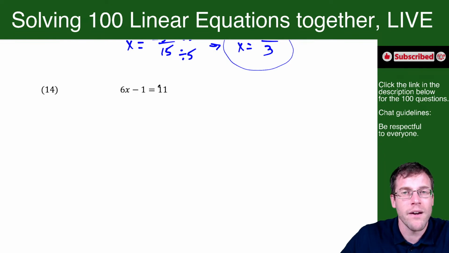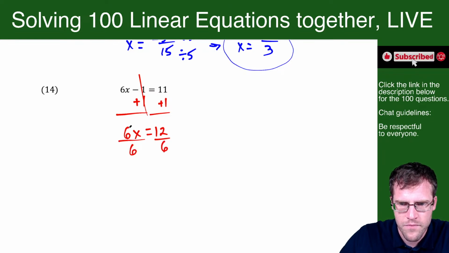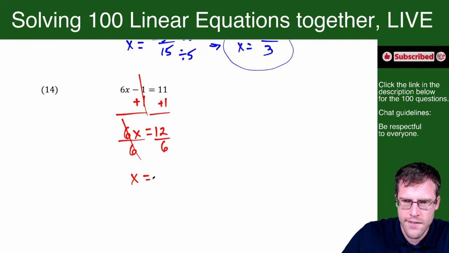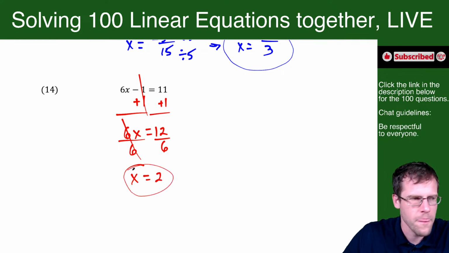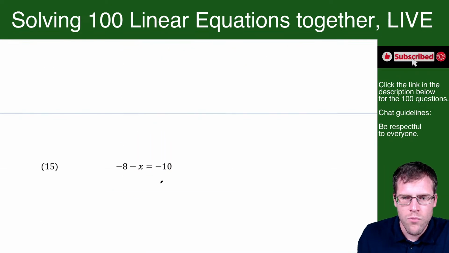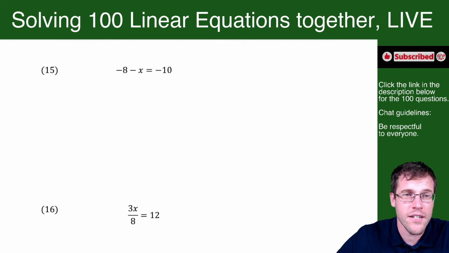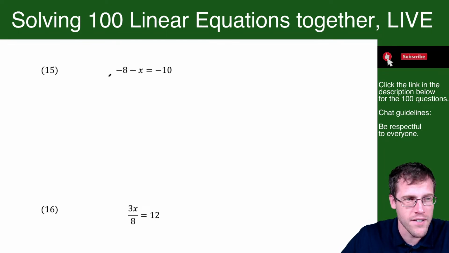All right, 6x minus 1 equals 11, so 2 steps. Add 1 to both sides. -1 plus 1 cancels. 6x equals 11 plus 1 is 12. And now divide both sides by 6. And you've got x equals 2. All right, so x equals 2. All right, moving on here. Question 15. The beginning, it goes fast, but then these are going to slow down. Okay, this is going to definitely take me a while.